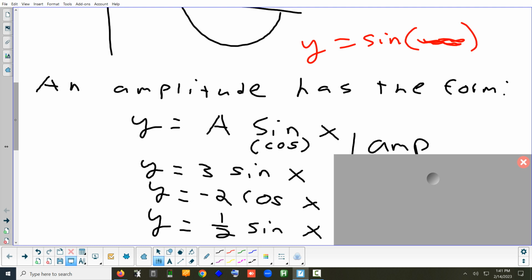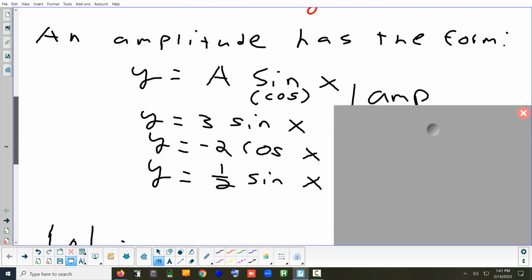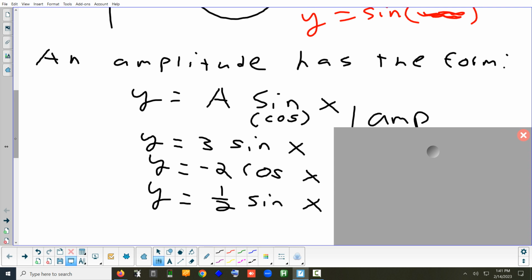What does a negative in front do? Yeah, it causes a reflection. And what kind of reflection does it cause? Vertical. Yeah. So if you've got a negative, it causes a vertical reflection. So what we want to be able to do without even graphing is just look at these three and tell me what the amplitude is.